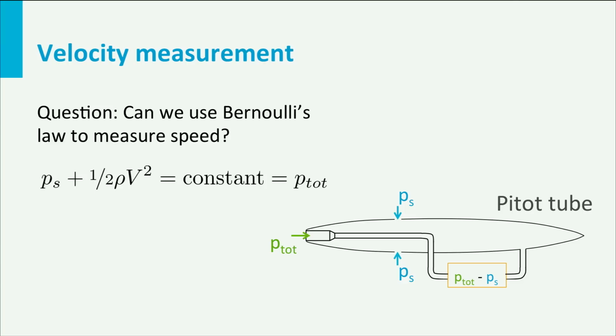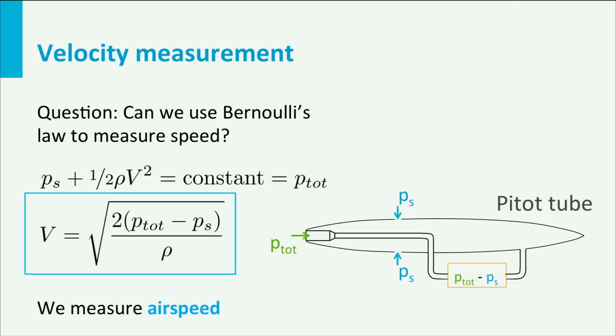Further, we can make several holes at the side of the tube. They measure the local pressure, a pressure in an airflow with velocity V. The difference between the total and static pressure can be used to calculate the velocity as demonstrated by the equation.